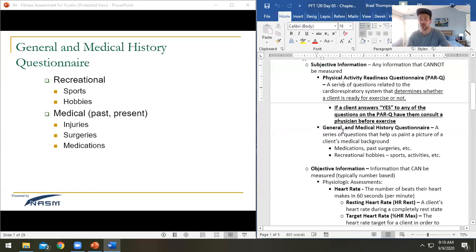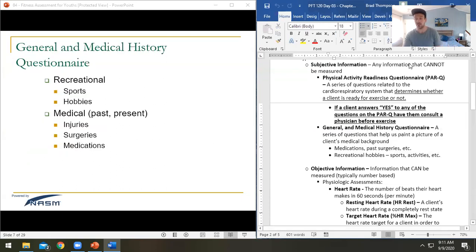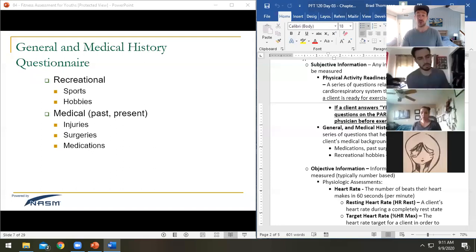So the next thing in your subjective information is going to be your general and medical history questionnaire. So this is sort of a two-parter questionnaire here. It's a series of questions that help us paint a picture of your client's medical background and recreation and hobbies, right? So it's going to have information about medications, any past surgeries, right? And then what they're interested in, sports and activities and things like that. Now, that is hugely important when we're talking about training youths, because this is going to give you a little bit of insight into what your youth is actually interested in, right?